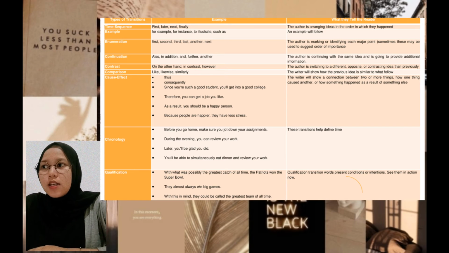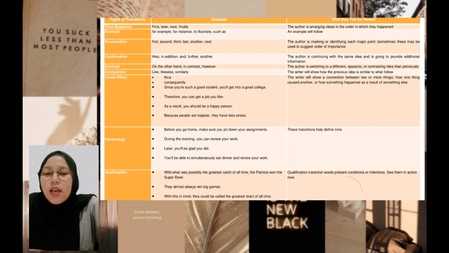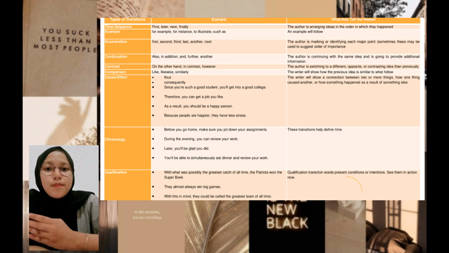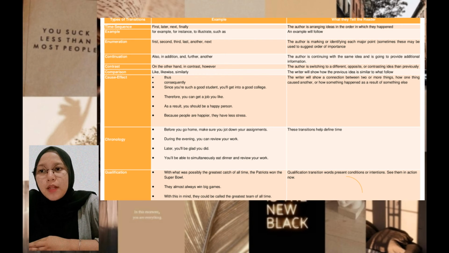Type of transition. The first, time sequence. The example words like first, later, next, and then, finally. The time sequence aims to show the author is arranging ideas in the order in which they happen. And then any others, you can see the type of transition with word examples and the function of transition for each part of transition in the table.